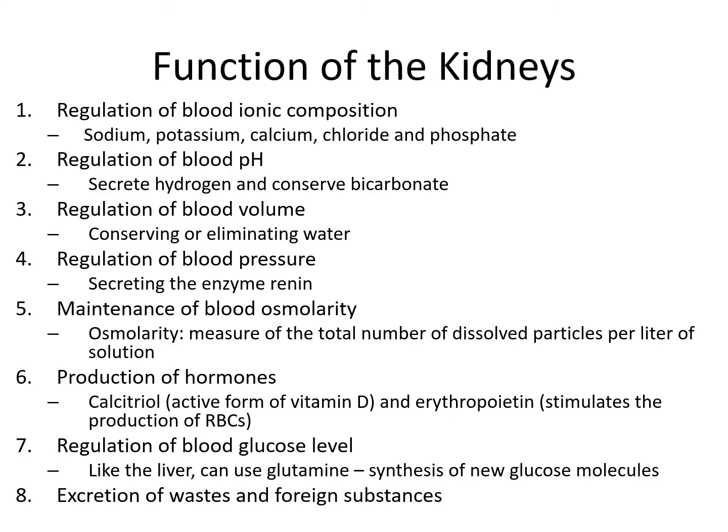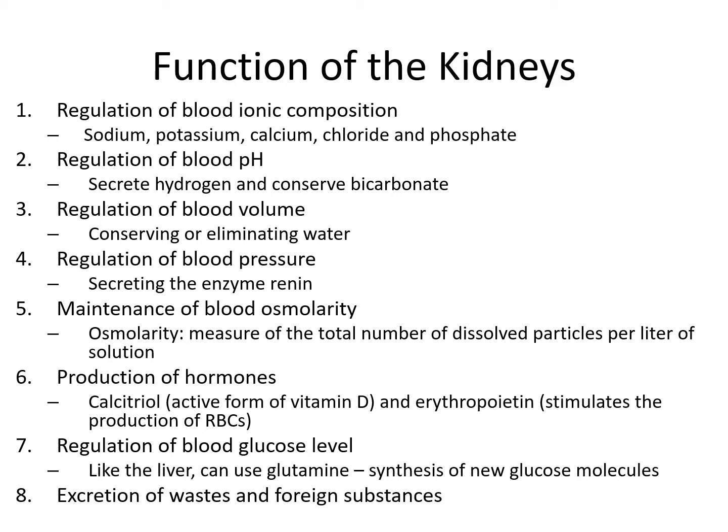There are 8 primary functions of the kidneys, which are going to be the key players when we talk about the urinary system. First is the regulation of blood ionic composition. You can think of this as regulating sodium, potassium, calcium, chloride, and phosphate within your blood. Because the kidneys are going to filter your blood, that is their primary goal, to be filtering your blood constantly.